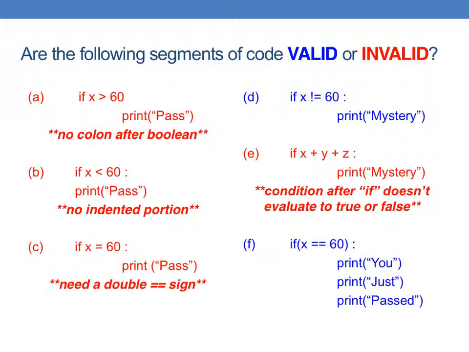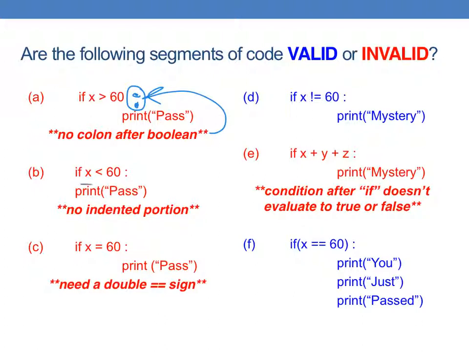So hopefully you attempted those 6, and if you look here on the screen, you'll now be able to check your work. The only 2 that were actually valid were D and F. In letter A, we were missing those colons after your Boolean statement. Those are important. They need to be in there in order to communicate that the Boolean statement is done.